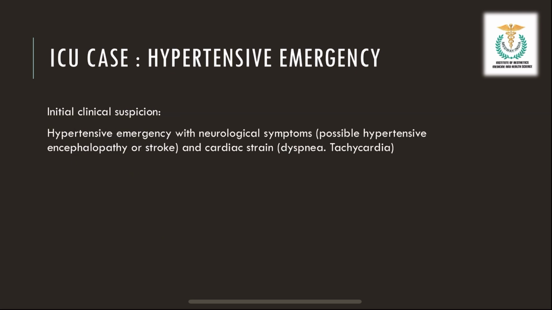Initial clinical suspicion. So with neurological symptoms and cardiac signs, we are likely dealing with a hypertensive emergency, defined by high BP with end organ damage. So it is a hypertensive emergency with neurological symptoms, possible hypertensive encephalopathy or stroke, and cardiac signs are dyspnea and tachycardia. So this is the case.